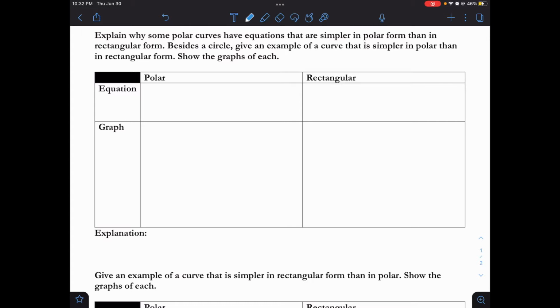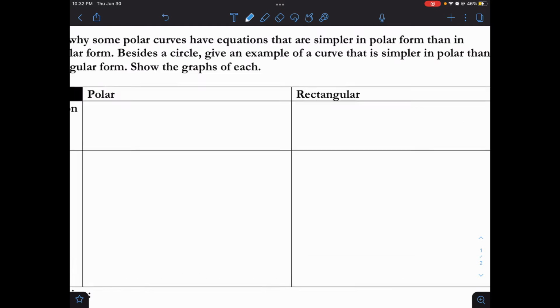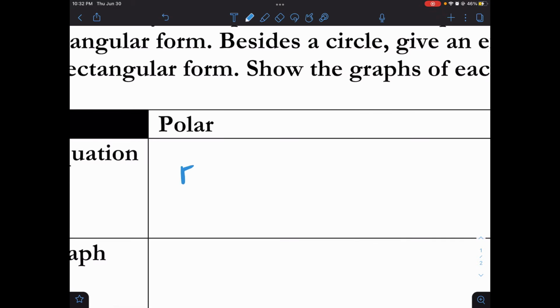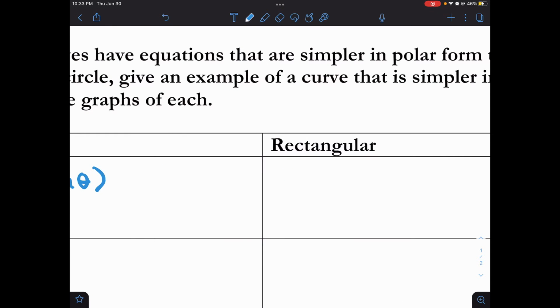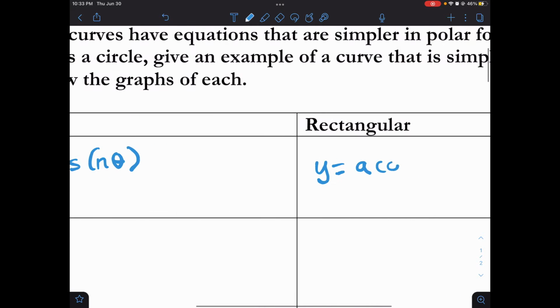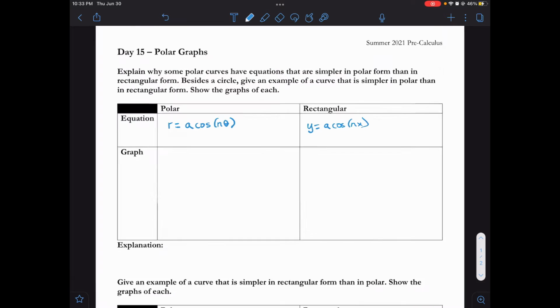So a graph I think is easier in polar is the rose curve. The rose curve has an equation of r is equal to a cosine or sine of n, not pi, but n of theta, and the rectangular is going to be the same thing, y equals a cosine of nx or bx.